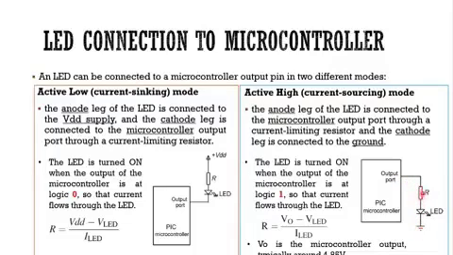So the current needs to pass through R and also the LED, only if the value here is 1. If 0, no current will come out here, so the LED will remain off. So this is active low, and this is active high. Just to make it easier: given that the setting is active low, you need to write 0 in order to enable the output. For active high, you need to write 1 in order to enable the output.